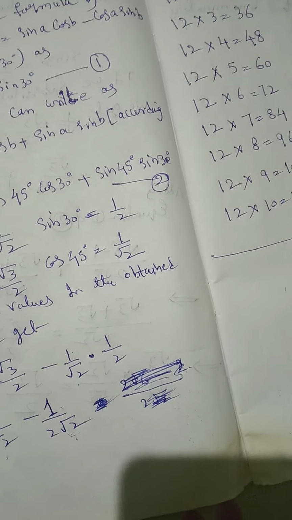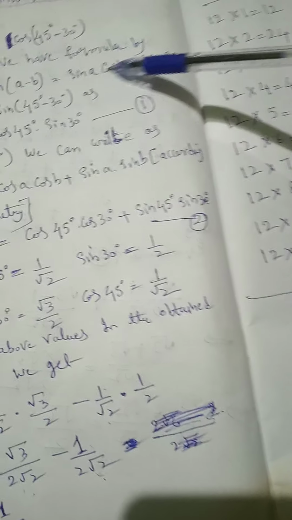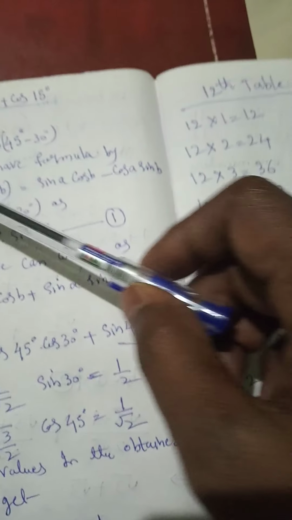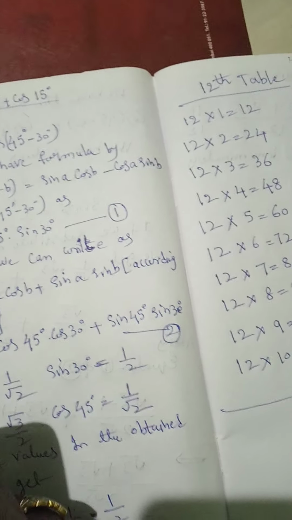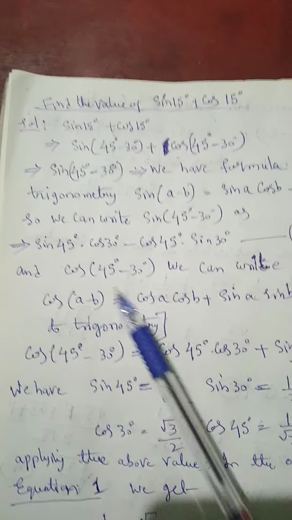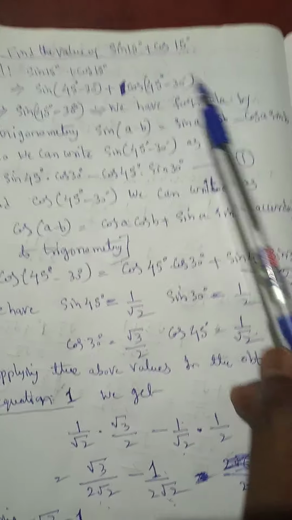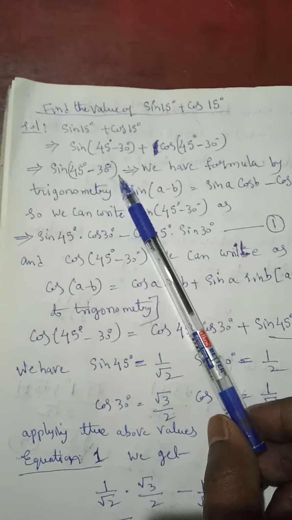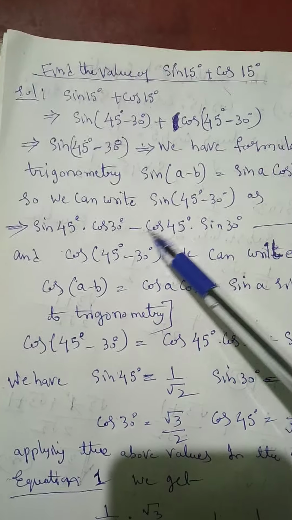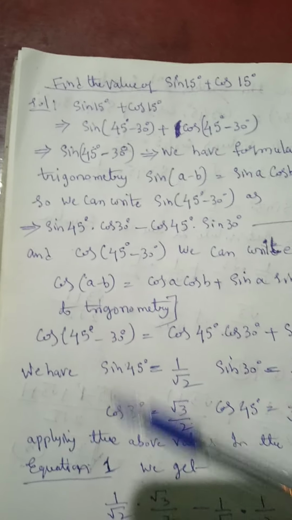Why I have written this here is because we have sin of a minus b equals sin a cos b minus cos a sin b. Already we are assuming sin 15 as sin of 45 minus 30. So we come to the point: we evaluated sin of 45 minus 30 as sin a cos b, that is sin 45 into cos 30, minus cos 45 into sin 30. So we have the values.